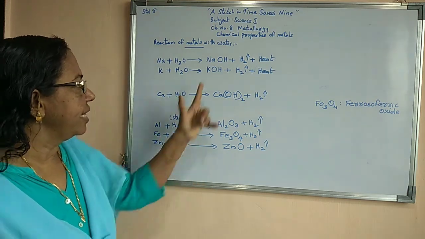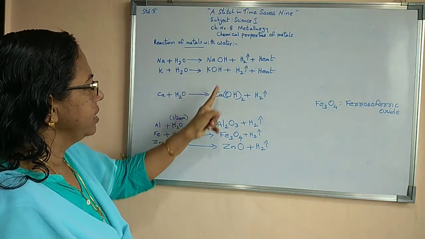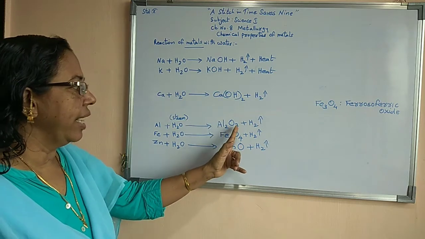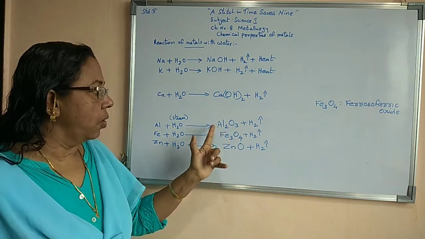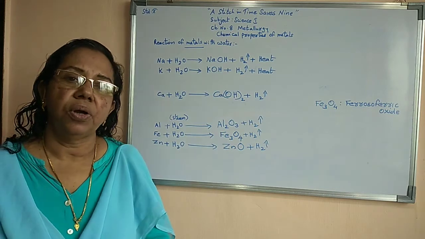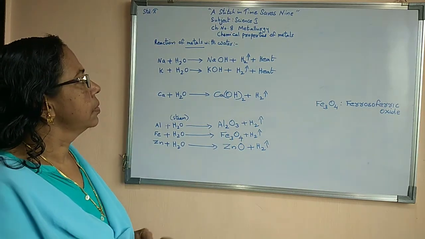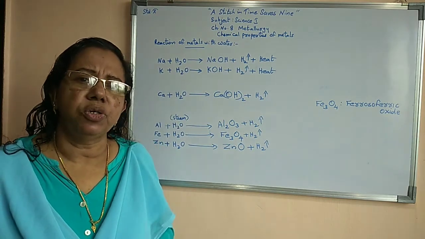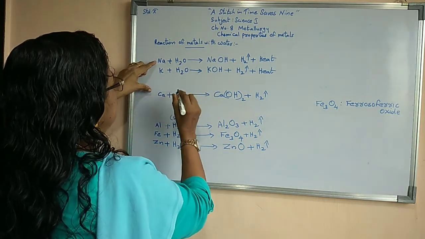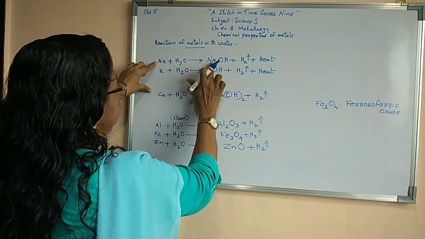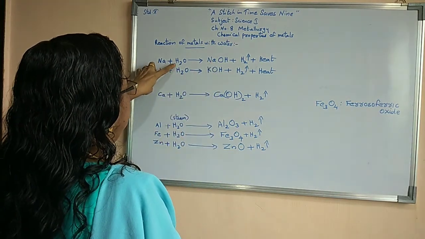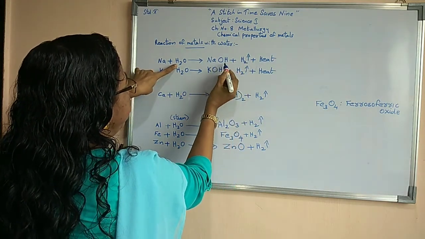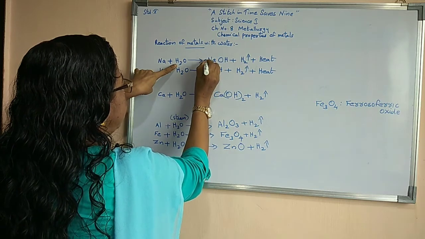Here you can find that sodium hydroxide, potassium hydroxide, calcium hydroxide are forming. But here you can find that there is no hydroxide formation, they only form their own oxides. Now balancing, we'll see how we can balance it. Here sodium 1, here sodium 1, balanced. Hydrogen here 2, but here hydrogen 3 is there. So what I am doing, here 1 is there, that I am making 2.